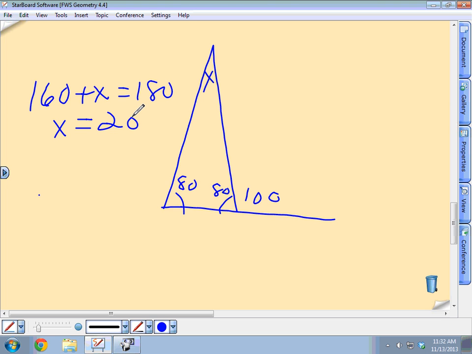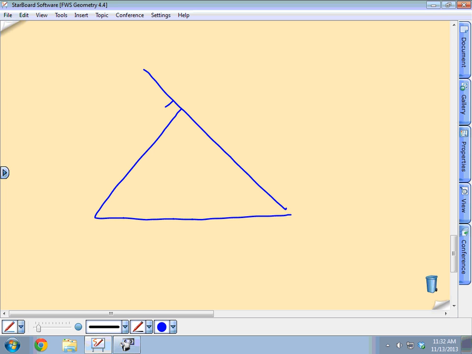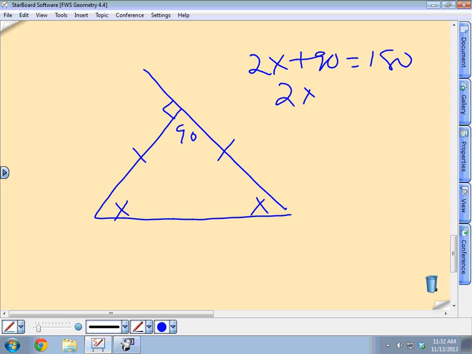All right, Annie, number 15. Okay. So I think that the opposite, that's actually the opposite side, yes, that'd be x. And then the top angle would be 90. So you do 2x plus 90 equals 180. So that would be 2x equals 90. Good. Molly, number 16.